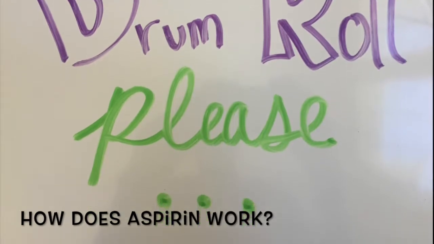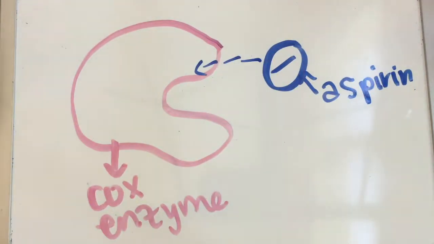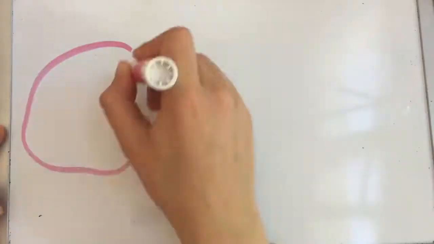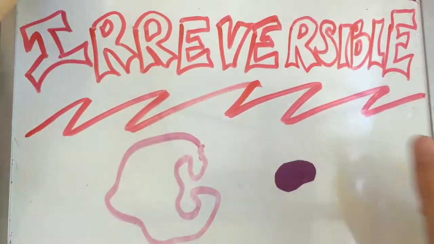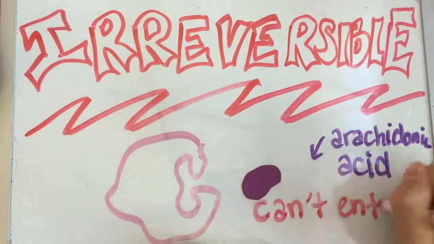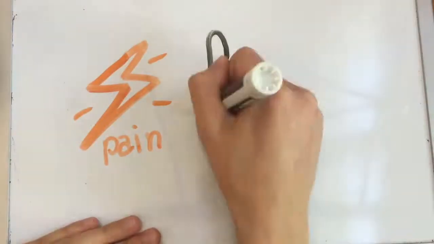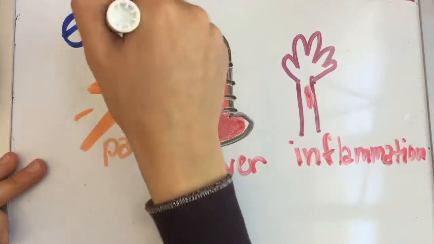How does aspirin work? Well, aspirin prevents the formation of prostaglandins by inhibiting COX enzymes irreversibly by forming a covalent bond with the COX enzyme. This changes the active site's shape and prevents arachidonic acid from entering the active site, meaning that prostaglandins can no longer be produced. Because prostaglandin synthesis is stopped, aspirin relieves pain, fever, and inflammation that you may be experiencing.